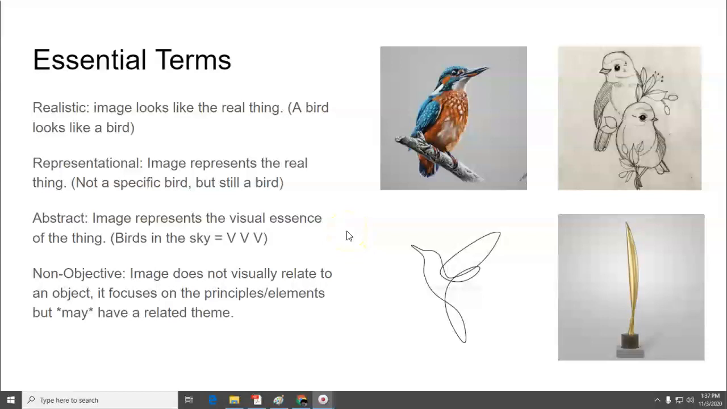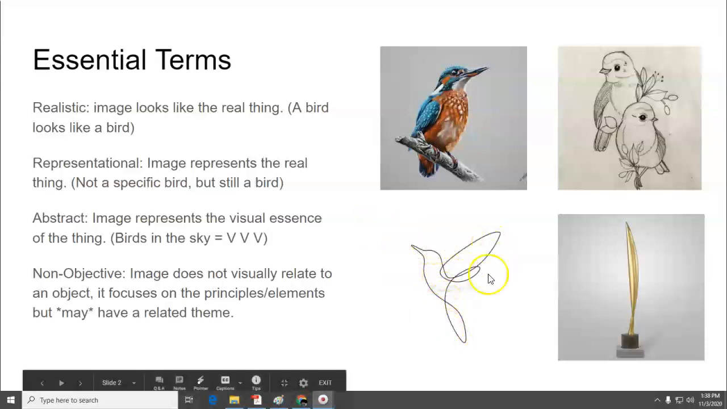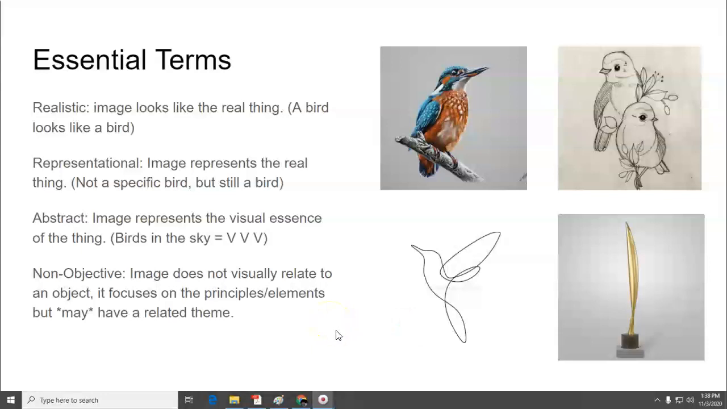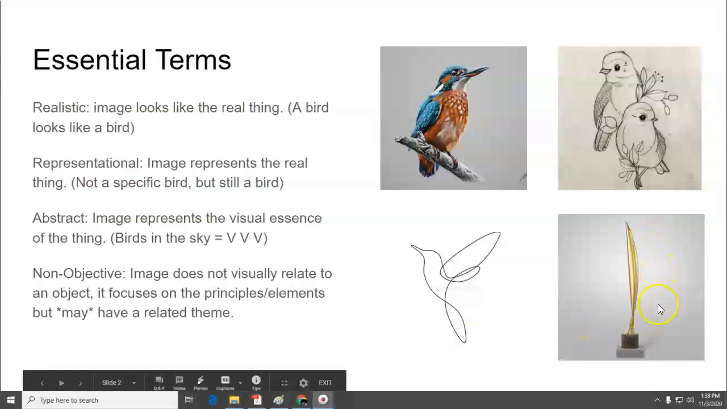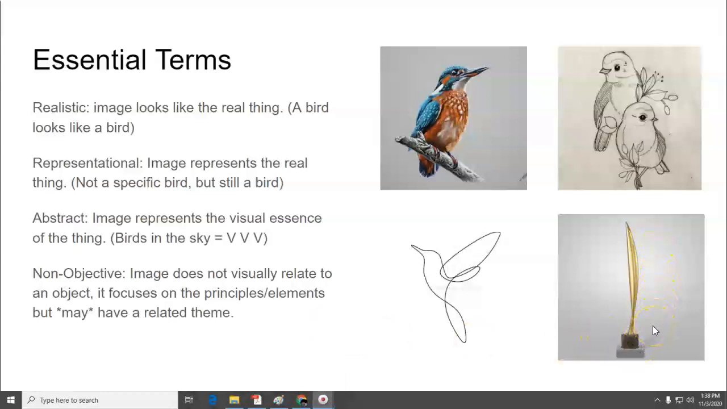If you have something that's abstract, the image represents the visual essence of the thing. For birds, when you're a kid and you're doing a landscape and you have birds in the background, you do the little flying V's to show birds flying, or in this case, the singular line drawing of a hummingbird. And then if you have something that's not objective, it does not visually relate to the object. It focuses on the art principles and elements, but it might have a related theme.